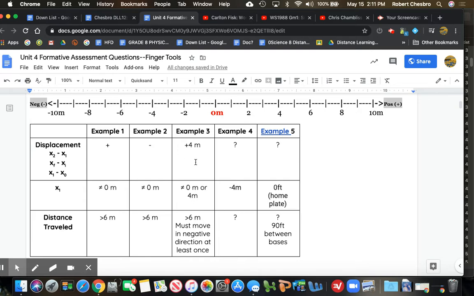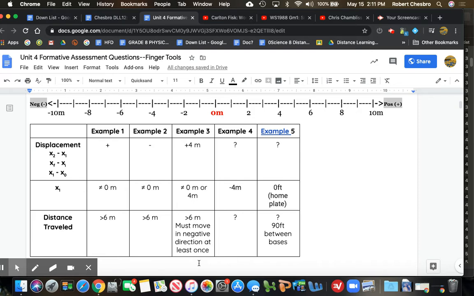So let's try a third example here. So I want you to move in such a direction and in such a way that you have a displacement of +4. And I don't want you to start at the 0 or the 4 meter mark. And you have to move more than 6 meters, and you must move in the negative direction at least once. So pause the video and see if you can figure this out.